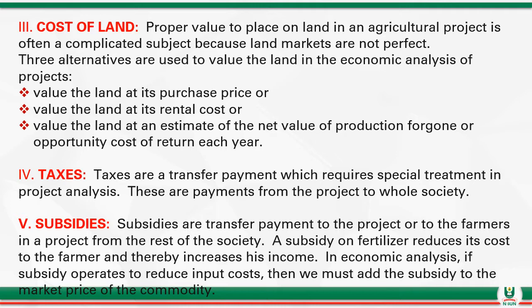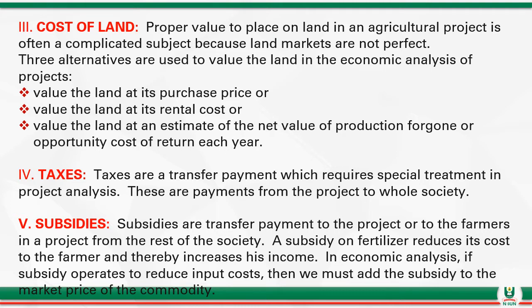A subsidy on fertilizer reduces its cost to the farmers and thereby increases their income. When we are talking about subsidy, maybe the government or whoever is concerned pays part of the actual amount. For example, if the fertilizer is worth 5,000 in the market, then the government may decide to subsidize the fertilizer by 50%. That is, you pay 2,500. So the farmer, instead of buying the fertilizer at the cost of 5,000 naira, will end up going home with fertilizer at the cost of 2,500 naira. So the subsidy of 50% is from the government. That is a 50% discount, given that it is the government that paid that.